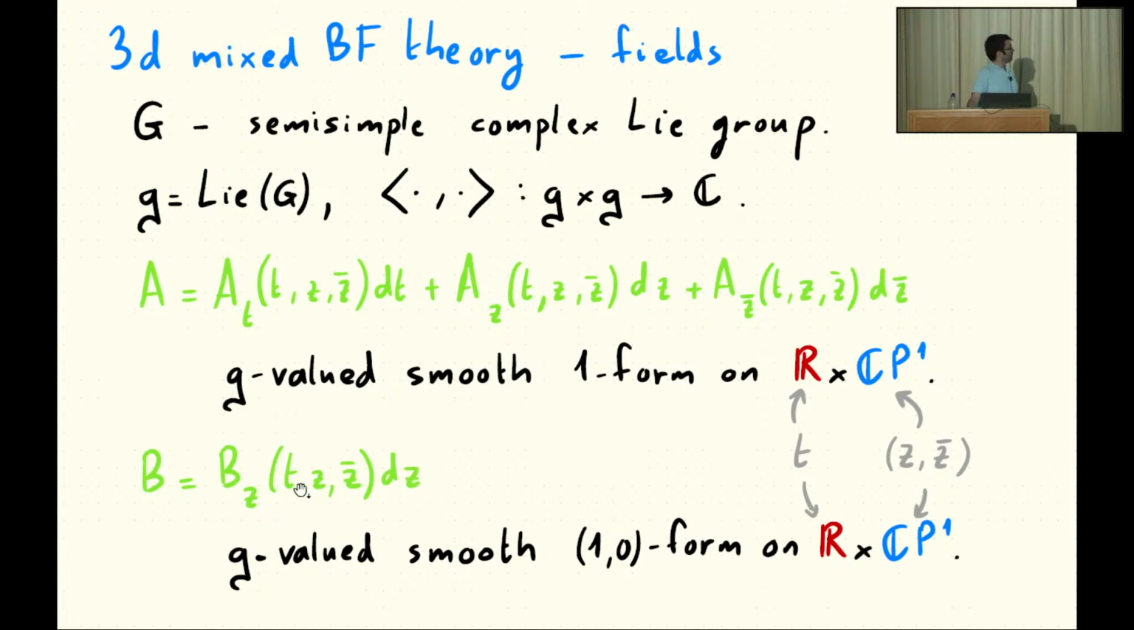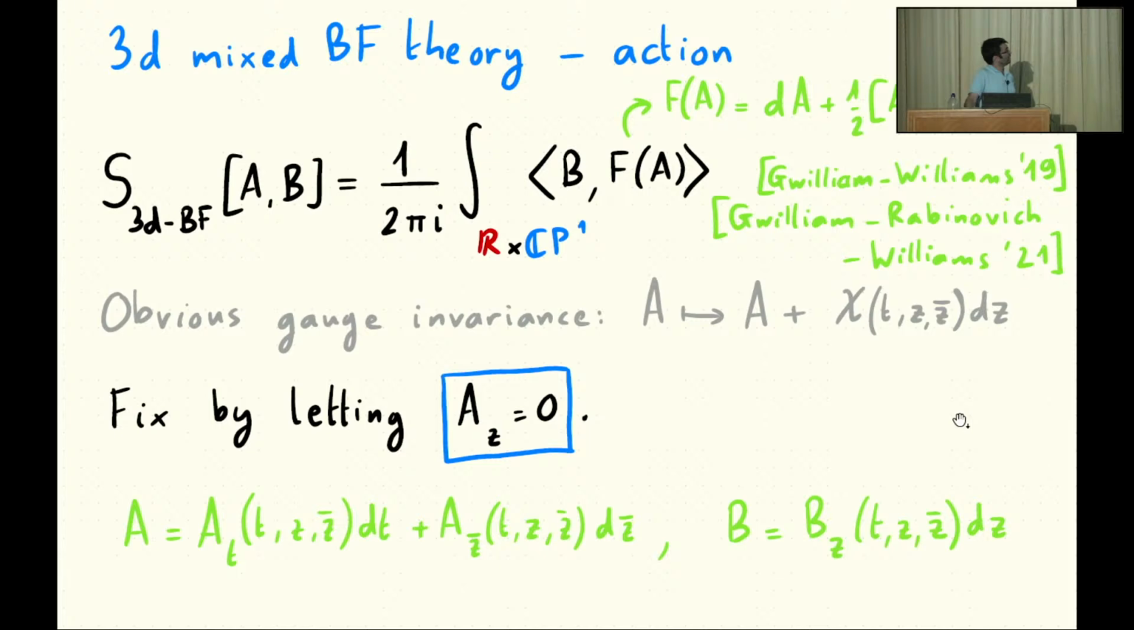Okay? But importantly, you should remember that these are just smooth functions for the moment of all coordinates, smooth functions valued in the Lie algebra, smooth functions on this space. Okay. So the action is just given as follows. It's called BF theory because the action is BF. In other words, you just take the curvature of the one form A, defined in this way, and you just pair it with the 1-0 form B.